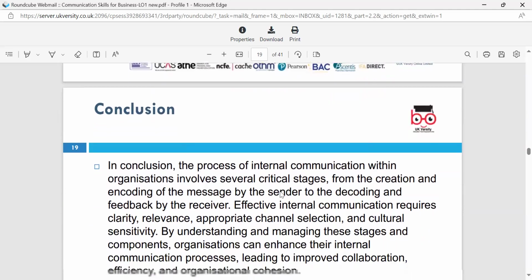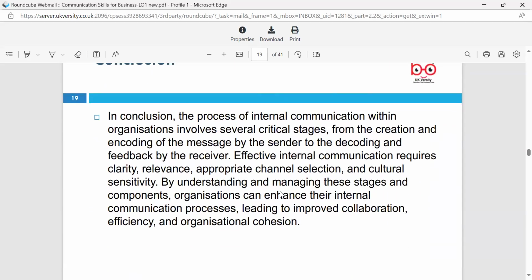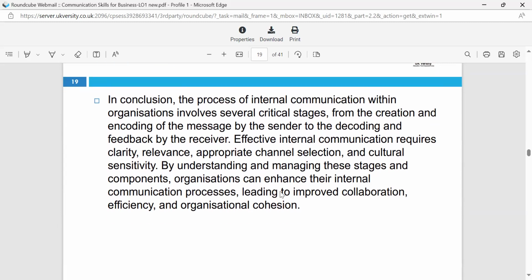So in conclusion, the process of internal communication within an organisation involves several critical stages, from the creation and encoding of the message by the sender to the decoding and feedback by the receiver. Effective internal communication requires clarity, relevance, appropriate channel selection, and cultural sensitivity. And by understanding and managing these stages and components, organisations can enhance their internal communication processes, leading to improved collaboration, efficiency, and organisational cohesion.